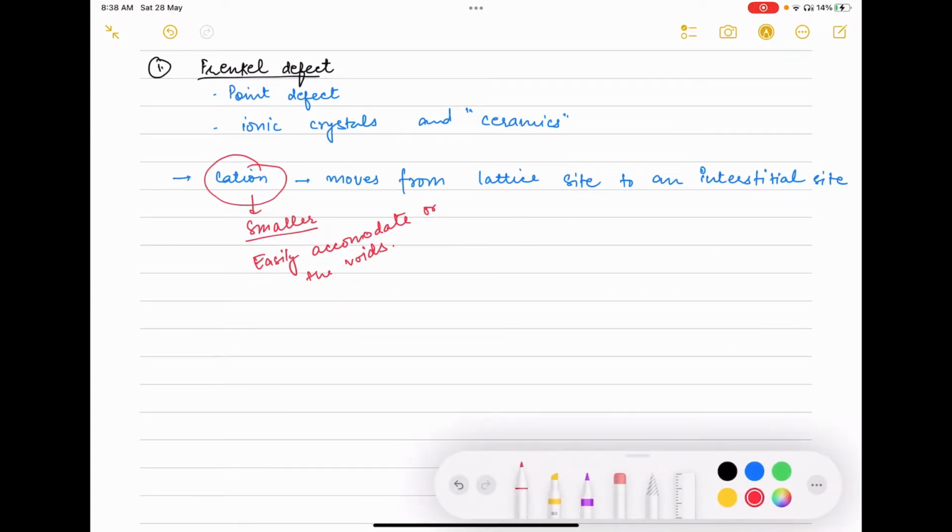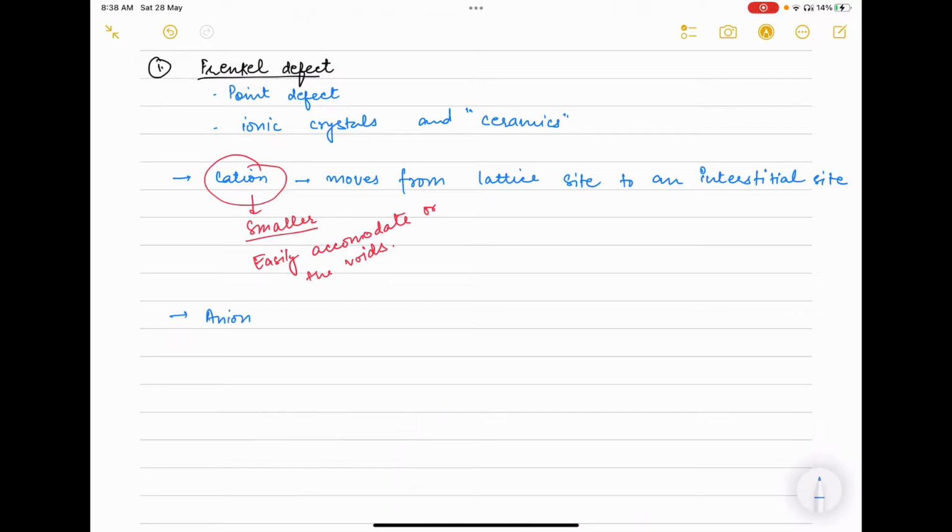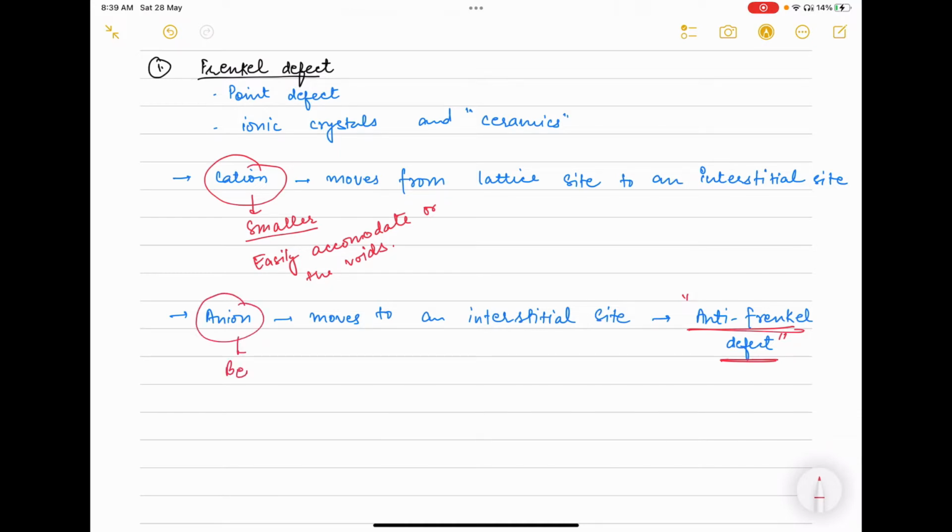But there are instances where anion can also move to an interstitial site. When anion moves to an interstitial site, then it is termed as an anti-Frenkel defect. Then it isn't a Frenkel defect but an anti-Frenkel defect. Alright. So understand the difference between a Frenkel defect and an anti-Frenkel defect. But usually being bigger in size, this doesn't move in usual cases.